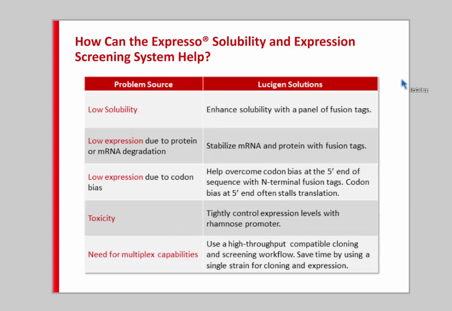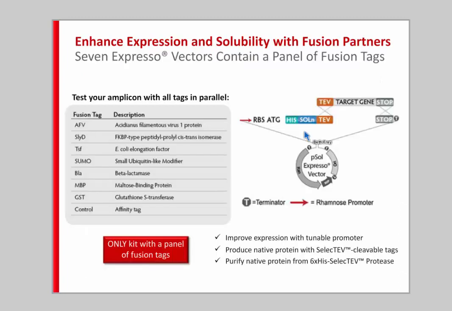So the Expresso solubility and expression screening system can help solve a host of issues from toxicity to expression to solubility. And it utilizes some of the same strengths as the systems that we've just talked about, but it makes it even easier for you to use. And we'll talk about that a little further here as we go along. So this system contains 7 different rhamnose inducible expression vectors, with an N-terminal His tag, followed by a solubility partner and a TEV cleavage site. And the fusion partners are listed here.